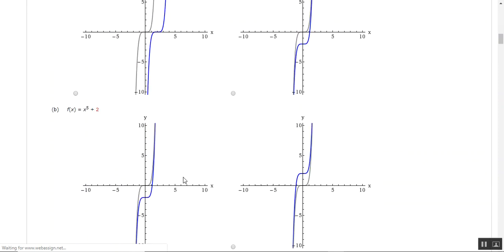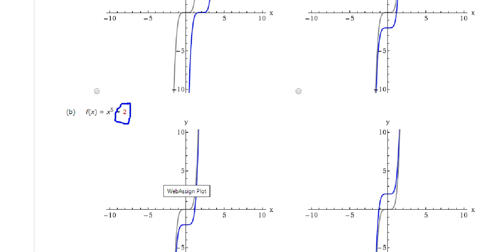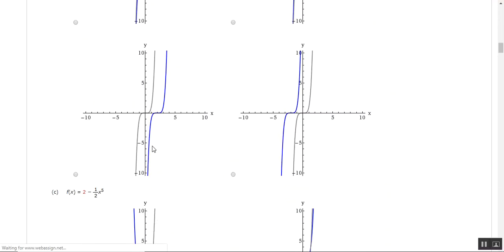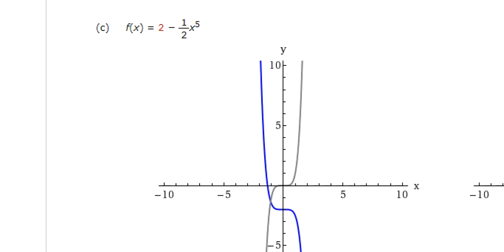Now, if you move down, the second question is x to the fifth plus 2. So in this case, this one will be a vertical shift. It's just moving up 2. So I'll let you go through the graph and pick the right one. This is something that I would like to focus more on.